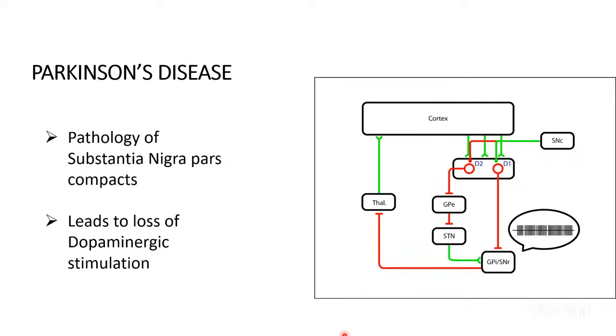So, in Parkinson disease, the pathology starts at the substantia nigra pars compacta, and it will lead to loss of dopaminergic stimulation. Next.